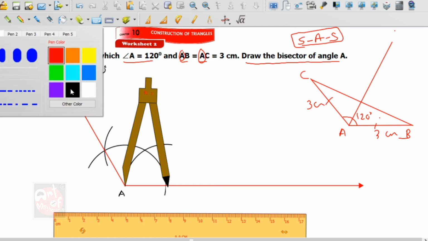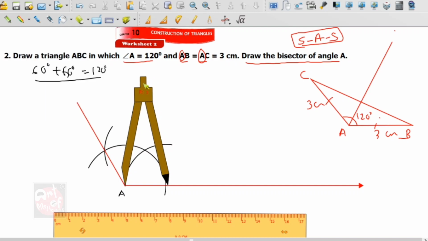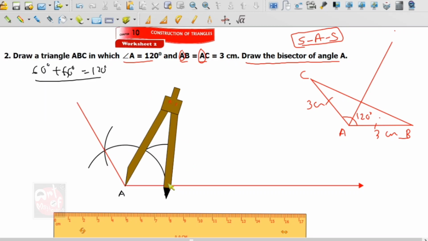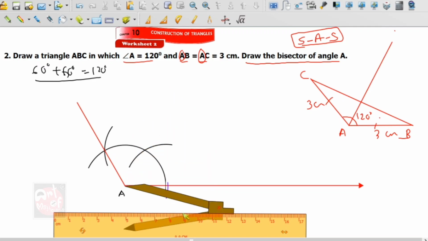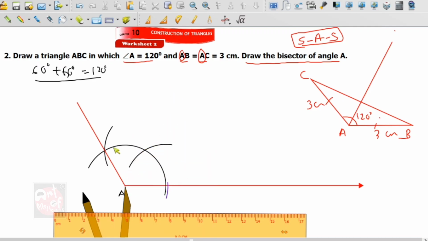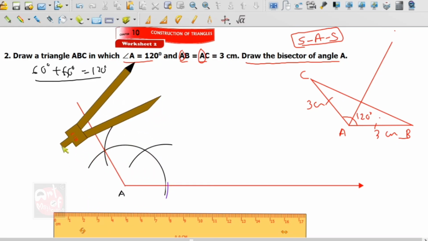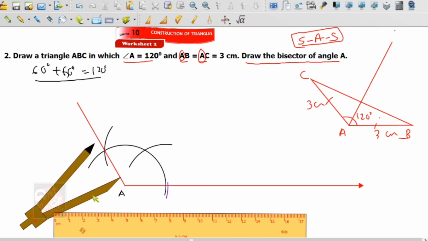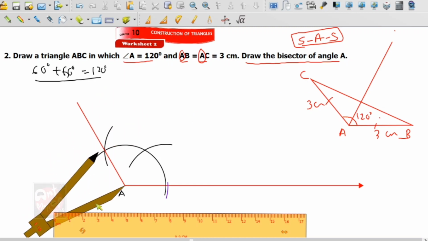So black color already taken. So to remove your confusion, I am doing it here with another color. Don't be confused. Can you see, this is the arc for drawing the 120 degree angle, and this is the arc for drawing 3 centimeter, means cutting 3 centimeter, and this is also 3. So at the point A also again you have to cut 3 centimeter. So now I am going to cut it.